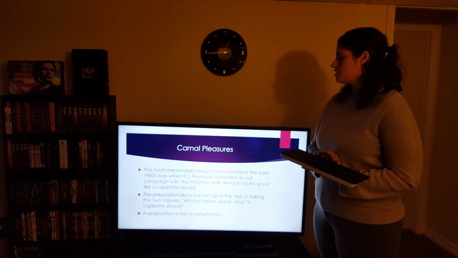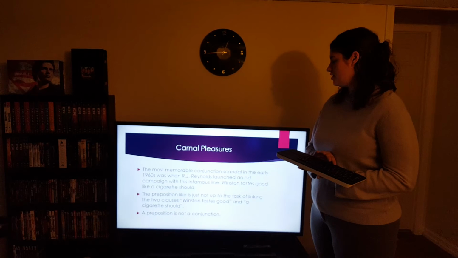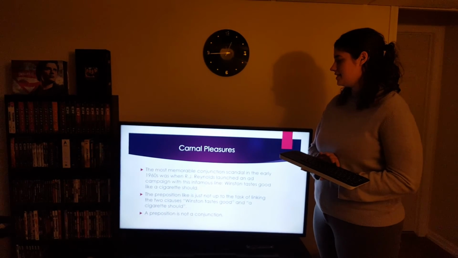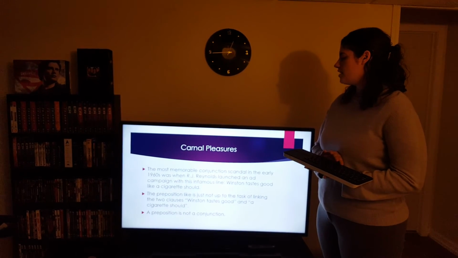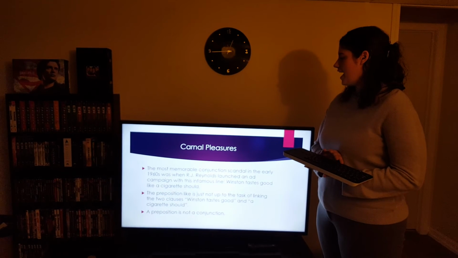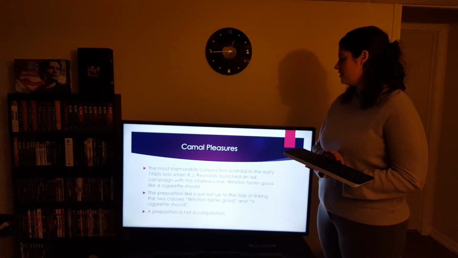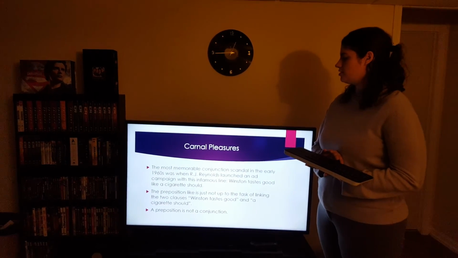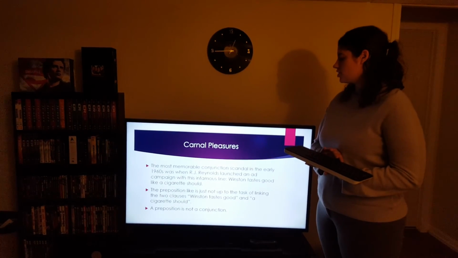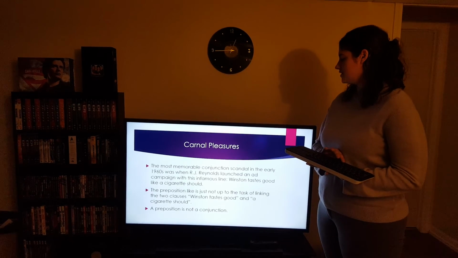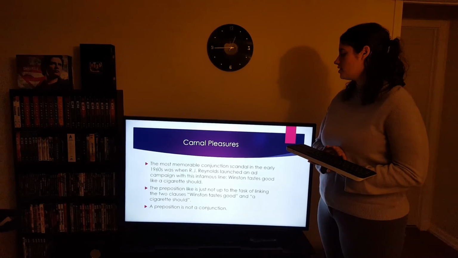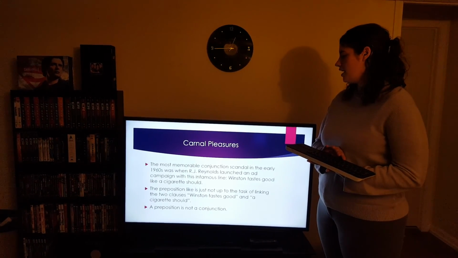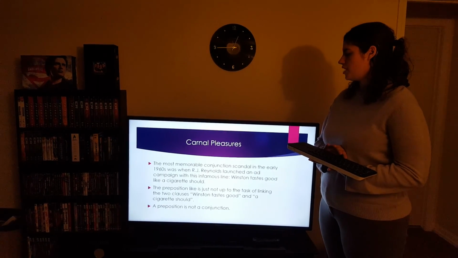Cardinal pleasures. The most memorable conjunction scandal in the early 1960s was when R.J. Reynolds launched an ad campaign with this infamous line: "Winston tastes good, like a cigarette should." The preposition "like" is just not up to the task of linking the two clauses "Winston tastes good" and "a cigarette should." A preposition is not a conjunction.